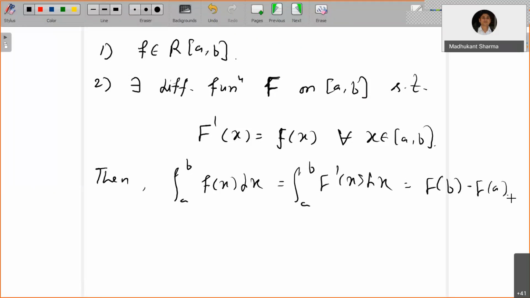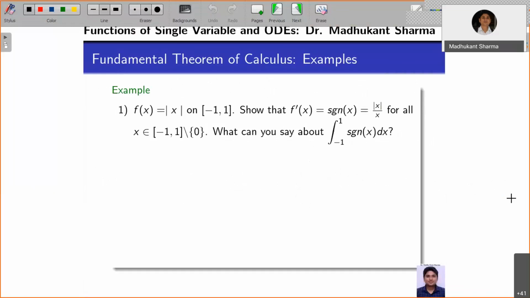Okay, so let's look at some examples of how we will apply this. The first example is, let's say the function is mod x. Let f of x be mod x on the closed interval minus 1 to 2.